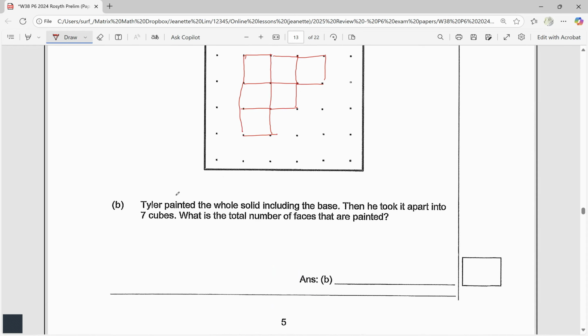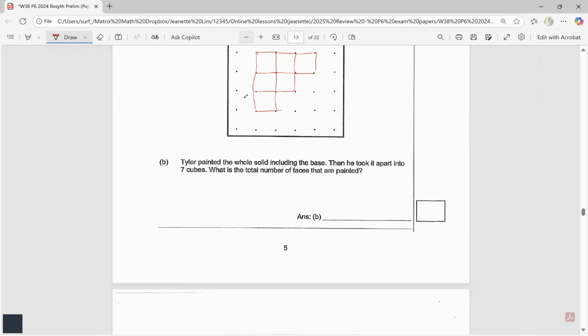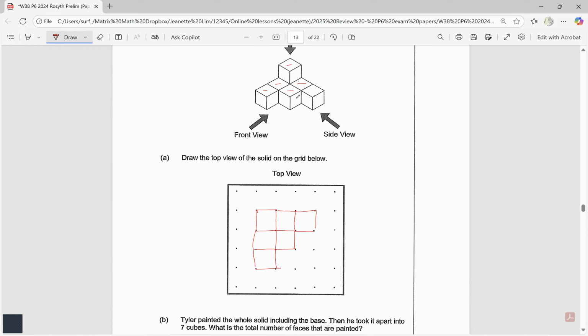B. Tyler painted the whole solid, including the base. Then he took it apart into 7 cubes. What's the total number of faces that are painted? Okay, so if you look at these 7 cubes, if it's painted, how many faces are painted? So what we need to do is to count the number of faces that are painted. It doesn't matter whether he took it apart or not, just the number of faces that are painted.